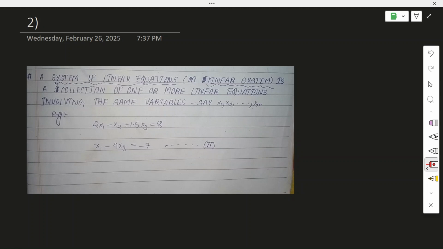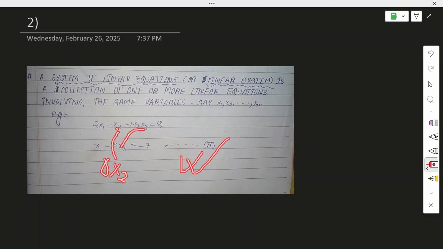They are not only one but two or more equations, which must be linear equations involving the same variables. That means there will be two equations, this is the first and this is the second, and they have the same variables: x1, x2, and x3.